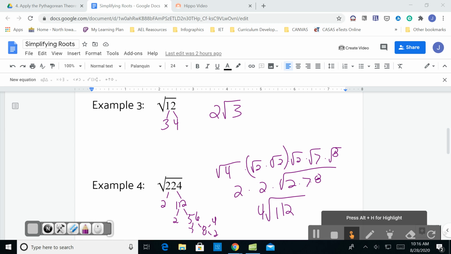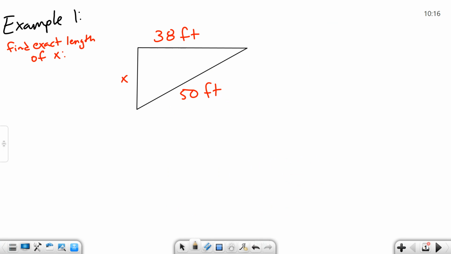Now that we reviewed that, let's look at how these will play a role in solving problems with the Pythagorean theorem. Example 1. Find the exact length of x. Go ahead and pause the video, take a brief break, and try to solve this on your own.